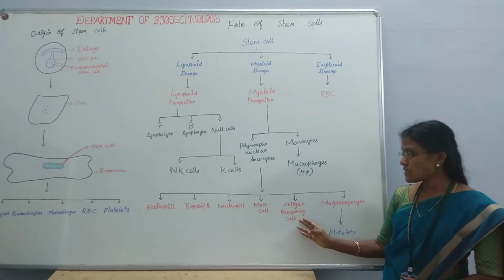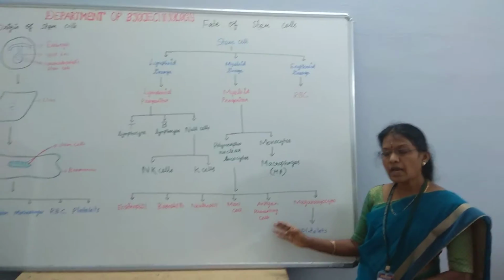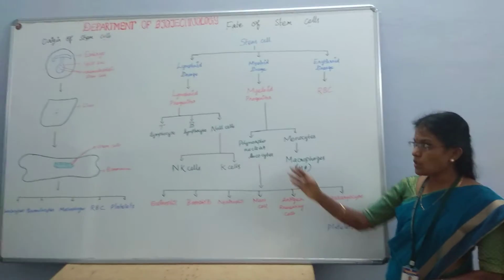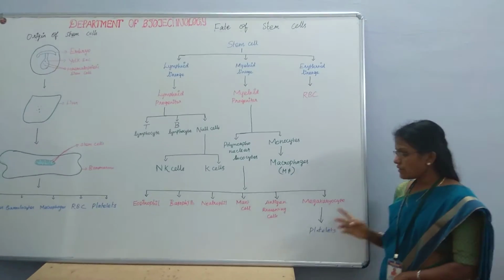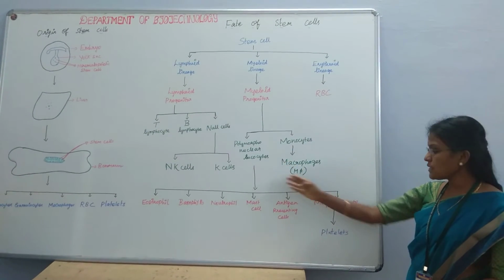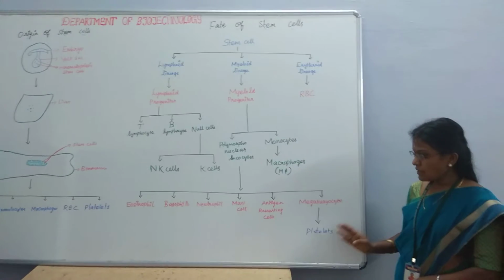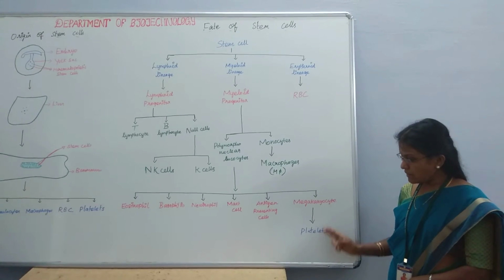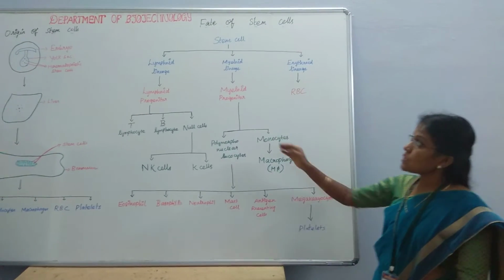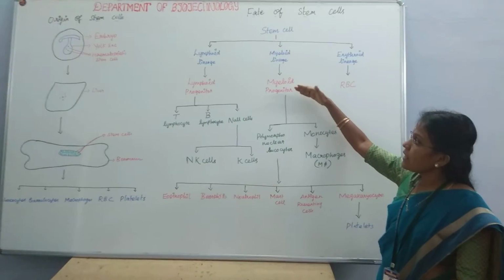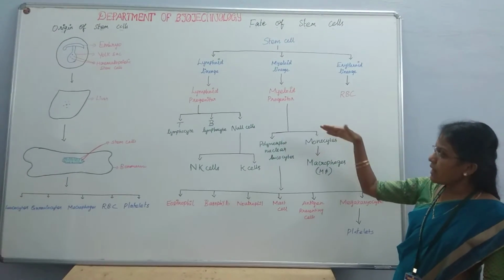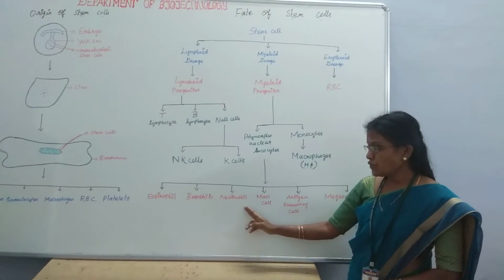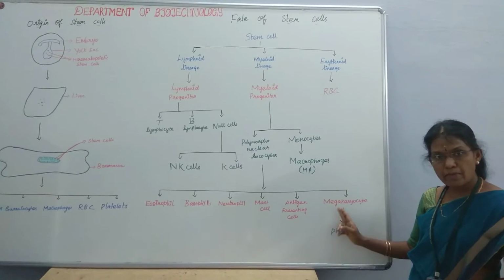The antigen presenting cells are involved in the processing and presentation of the antigen to all the other T cells and B cells, which are involved in immunity. The next type of cell from the polymorphonuclear leukocyte is the megakaryocyte, from which the platelets are formed. Megakaryocyte means a large nucleus is present, and it is involved in blood clotting. So from the myeloid progenitor, the polymorphonuclear leukocytes and monocytes are formed, and the polymorphonuclear leukocytes form the eosinophil, basophil, neutrophil, mast cell, antigen presenting cells and megakaryocyte.